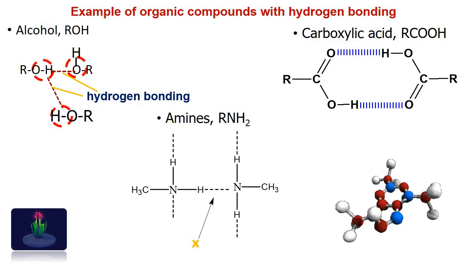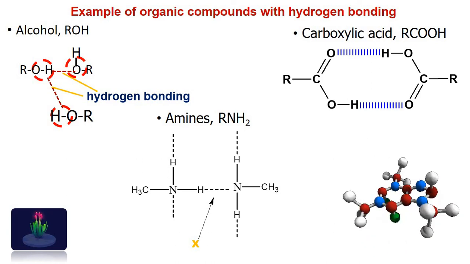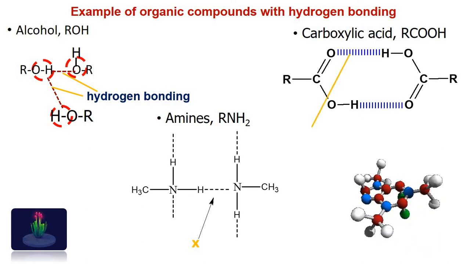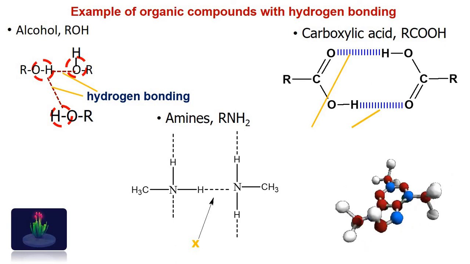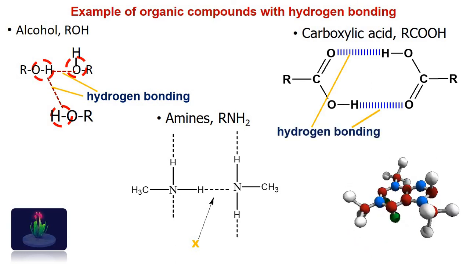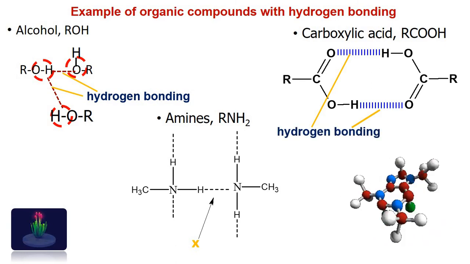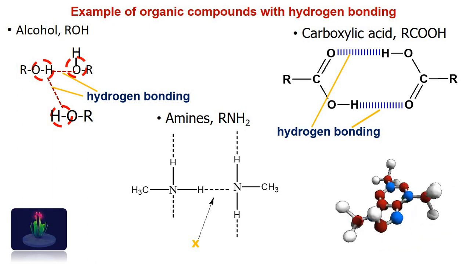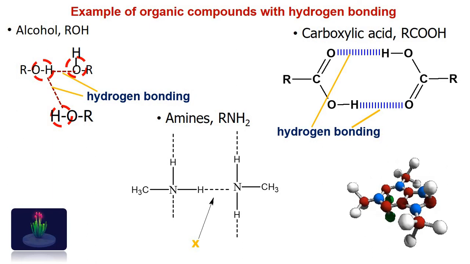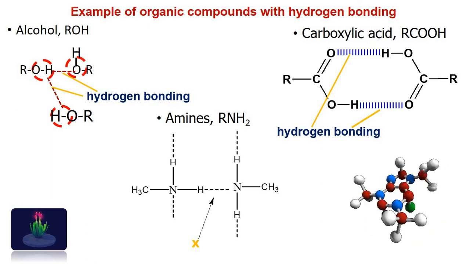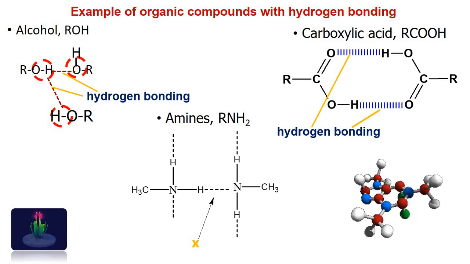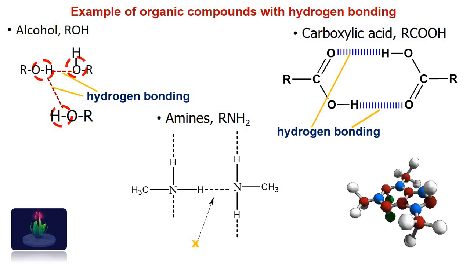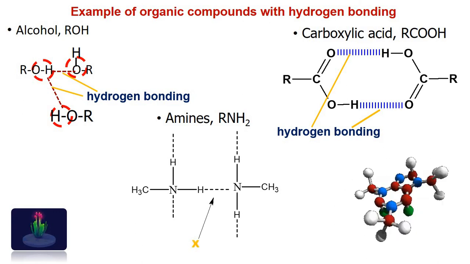Identify the formation of hydrogen bonding between carboxylic acid. Question to be asked. Could you please identify what is X between amine molecules? Yes, it is hydrogen bonding.